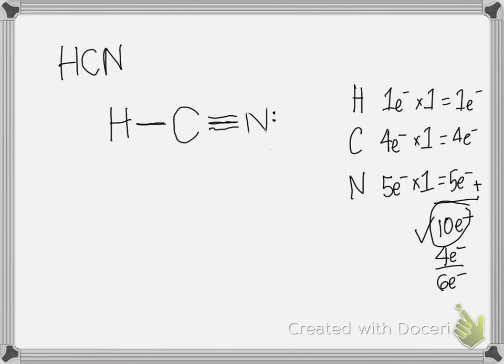My eraser's a little too large, so it took pieces off my N. So those are gone because I moved those to the shared pair. And just to double check, we didn't add any extra. We have 2, 4, 6, 8, 10. So we didn't add any electrons, we just moved them.